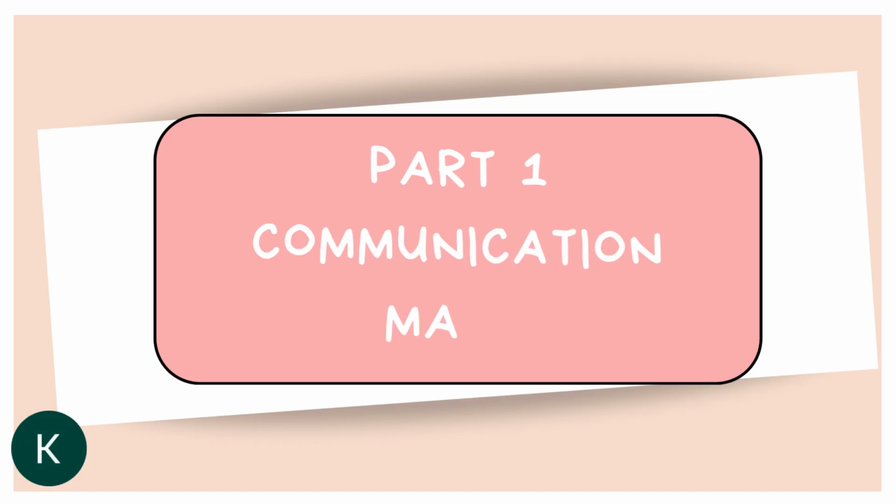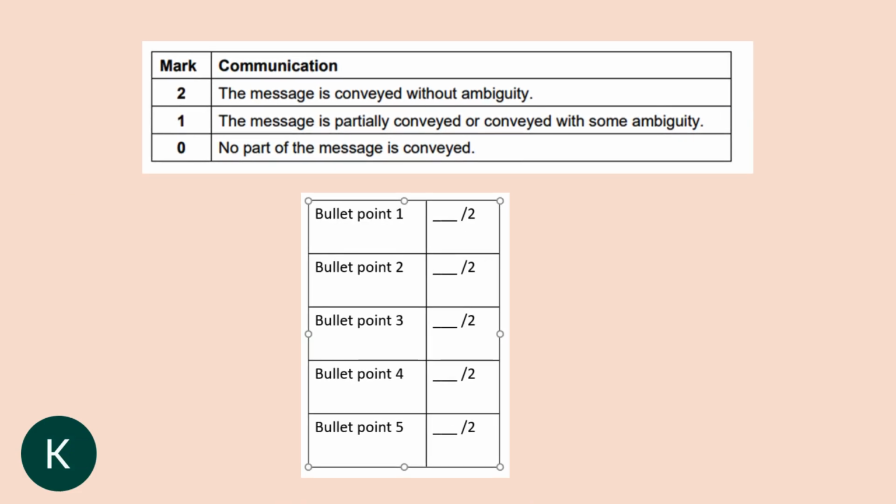There are 2 parts to the mark scheme. Part 1 is the communication mark. The communication mark is out of 10, and each bullet point is marked individually. You can get a maximum of 2 marks for each bullet point. Let's have a look at how we can get the full 2 marks.